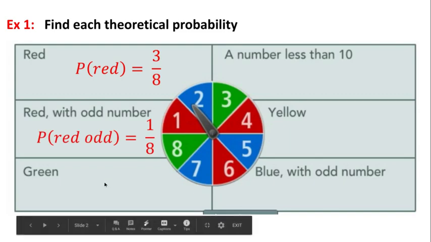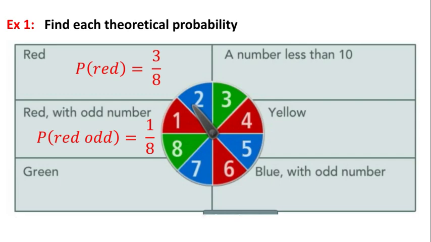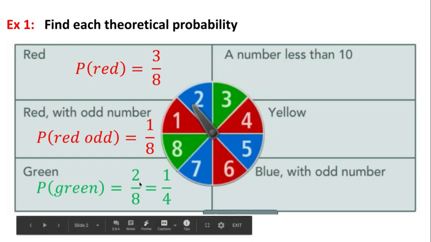Go ahead and do green on your own. What'd you get? I hope you said 1/4. Now, maybe you said 2/8, but I should really simplify my fractions. So if I divide numerator and denominator by 2, I get the simplified version of 1/4, or 25%.